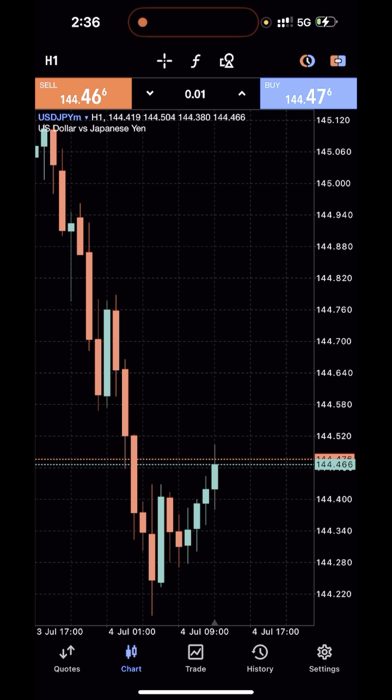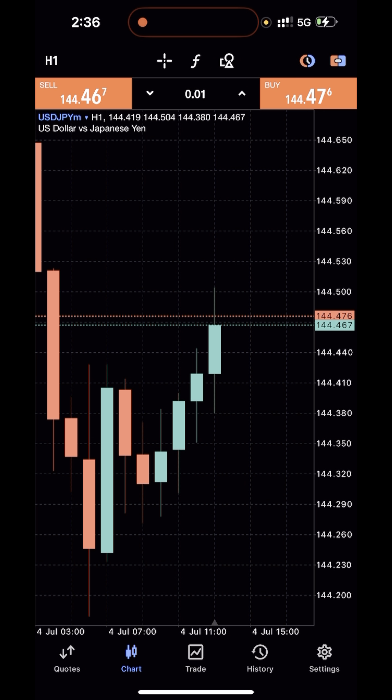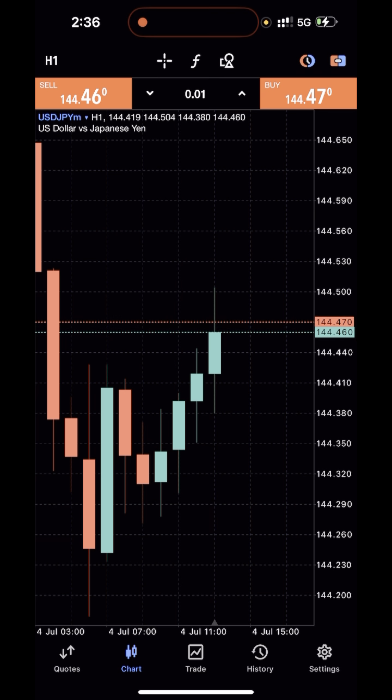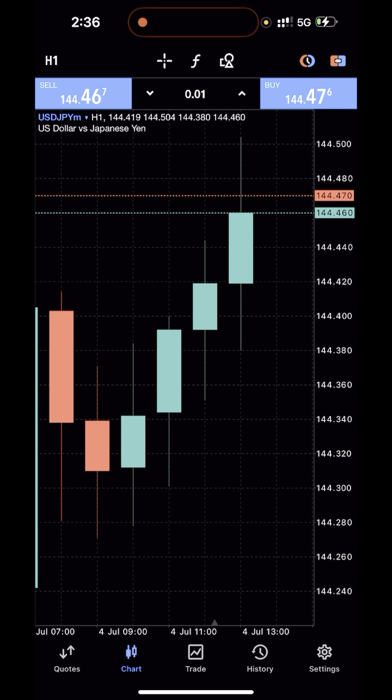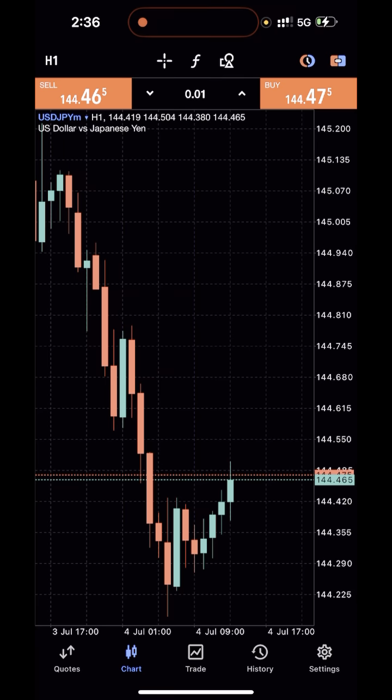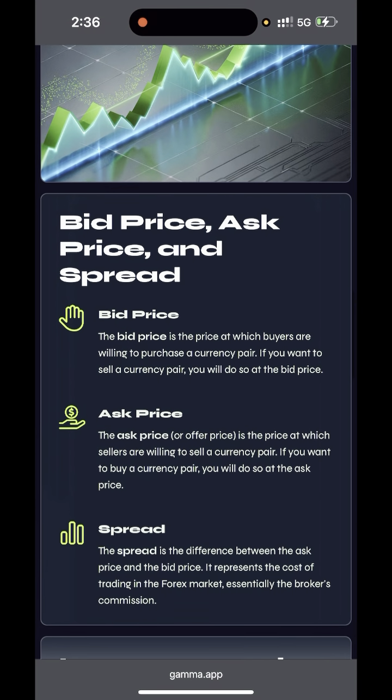Now the price with which we are buying it at this exchange is called the bid price. You understand? So for instance, now the bid price is the price we are buying it for. This one that is green, 144.460. So that's the bid price. Then the ask price, so the price they are willing to offer.